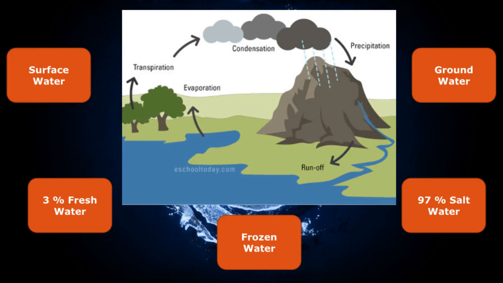Water on Earth is continuously moving. It is endlessly circulating through the hydrologic cycle. As water goes in a cycle, it changes its states, from liquid to ice to gas and back again.